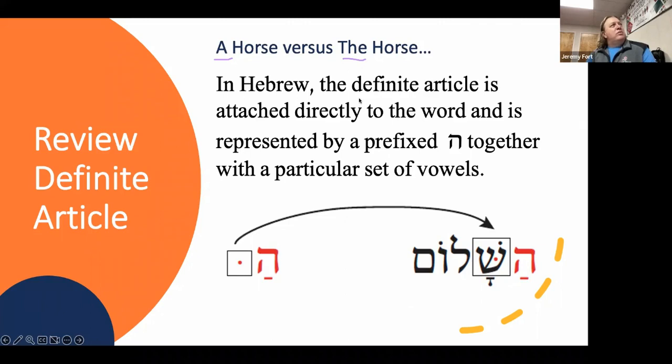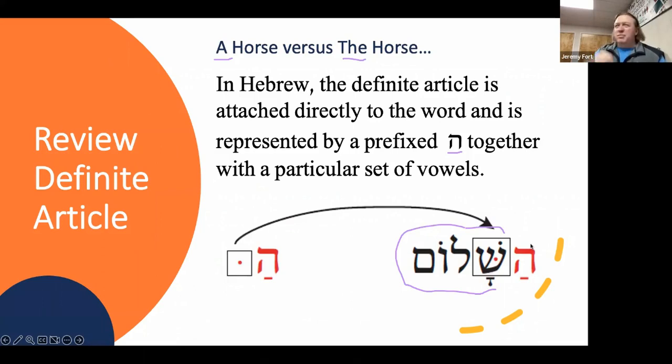So the definite article, the word the, is attached directly to a word represented by a prefixed hey together with the vowels. And so just a quick reminder, if we have the word, somebody remember what this word is? Shalom. And what does it mean? Peace. All right. But if I put a hey and a patach and a dagesh in front of it, what does it make it then? The peace. That's right. Or you could say the completion of something, to complete it. So when you see a hey at the start of a word, hey, what are you doing there?